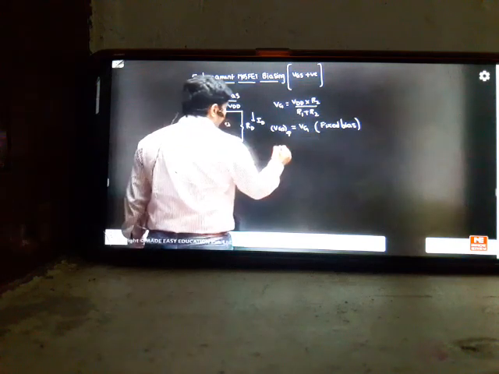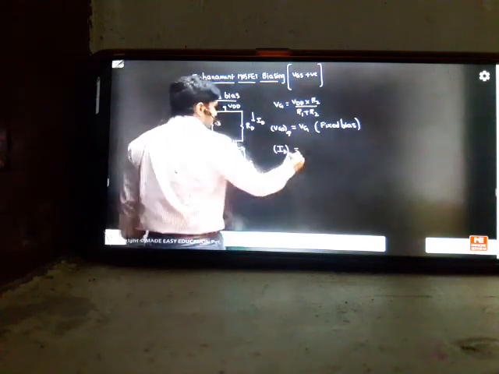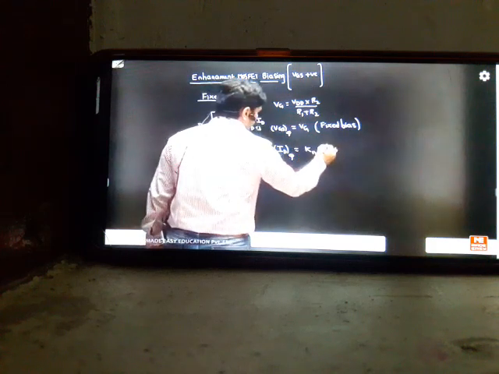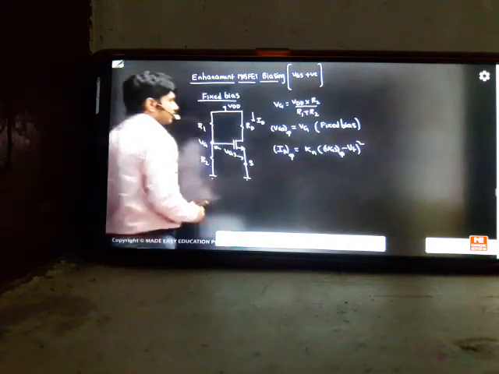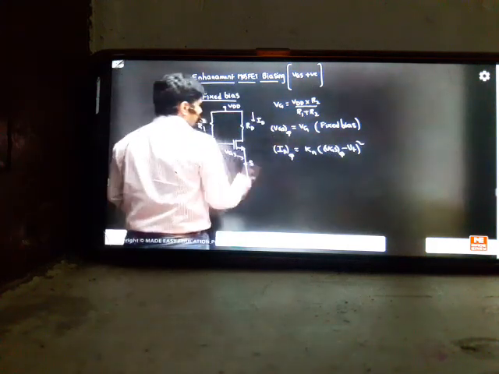With this, how to find IDQ? Your IDQ will be equal to Kn into (VGS minus Vt) whole square. With the transfer characteristic equation, we can solve it. So this is my operating voltage and operating current.